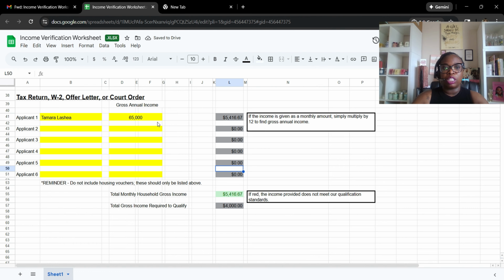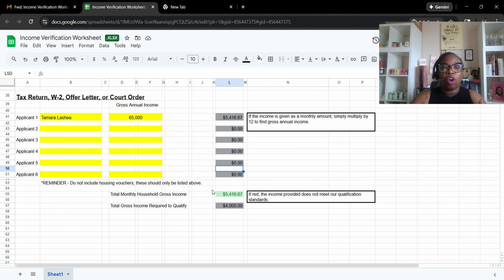Did you guys see what the spreadsheet just did? They gave me an offer letter. My gross annual income from that offer letter is $65,000. That means here, monthly, my average gross income is $5,416.67. The spreadsheet went green, which simply means green means go.